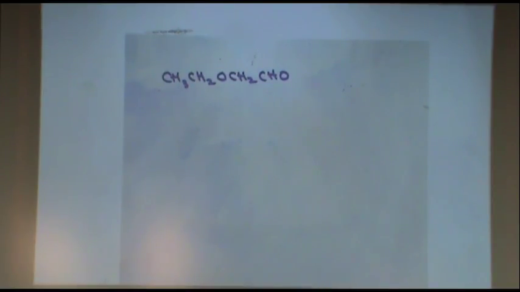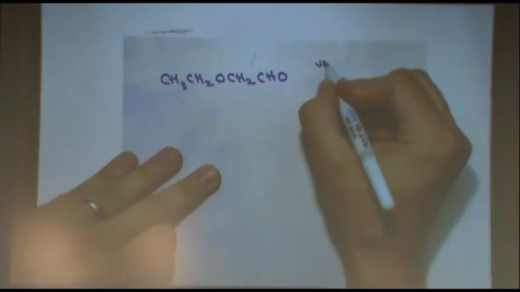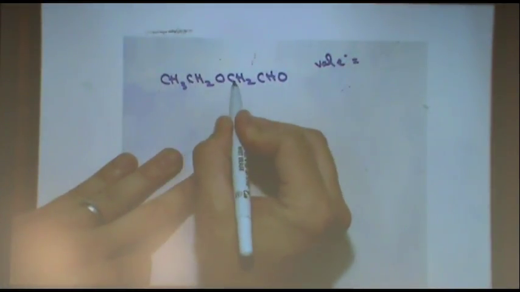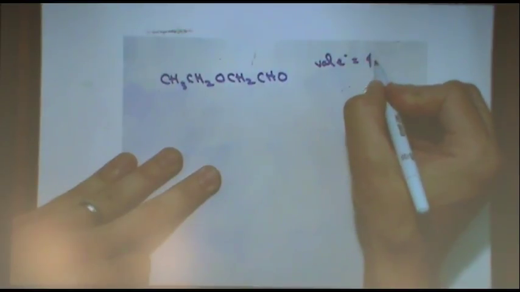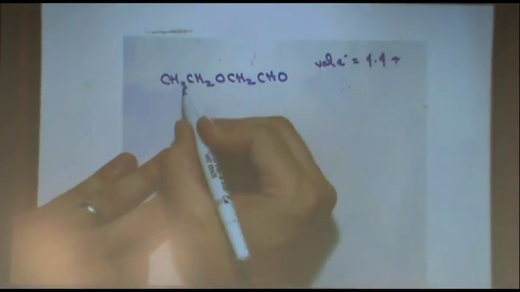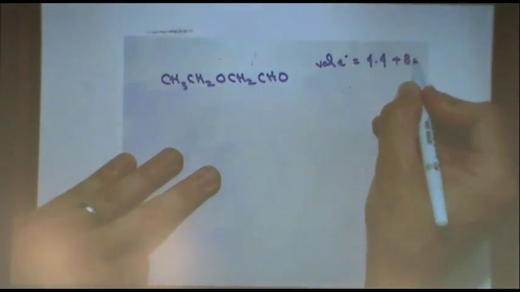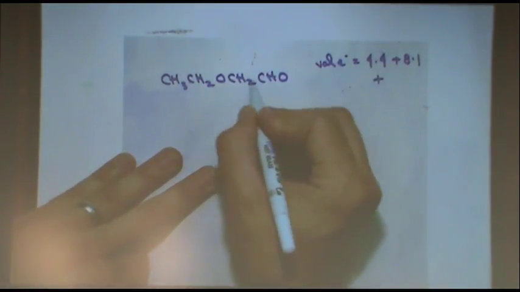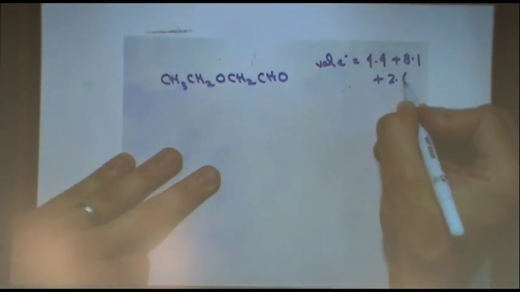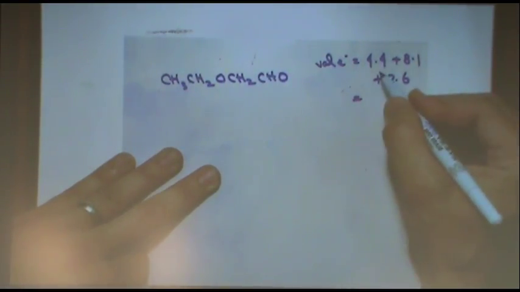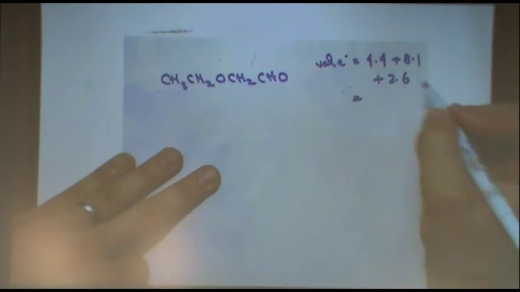So if I'm doing the Chem 2A way, then I would say valence electrons equals 1, 2, 3, 4 carbons in column 4, plus hydrogens, 1, 2, 3, 4, 5, 6, 7, 8, 8 hydrogens in column 1, plus 2 oxygens in column 6. Wow, what does that add up to? 24, 32?